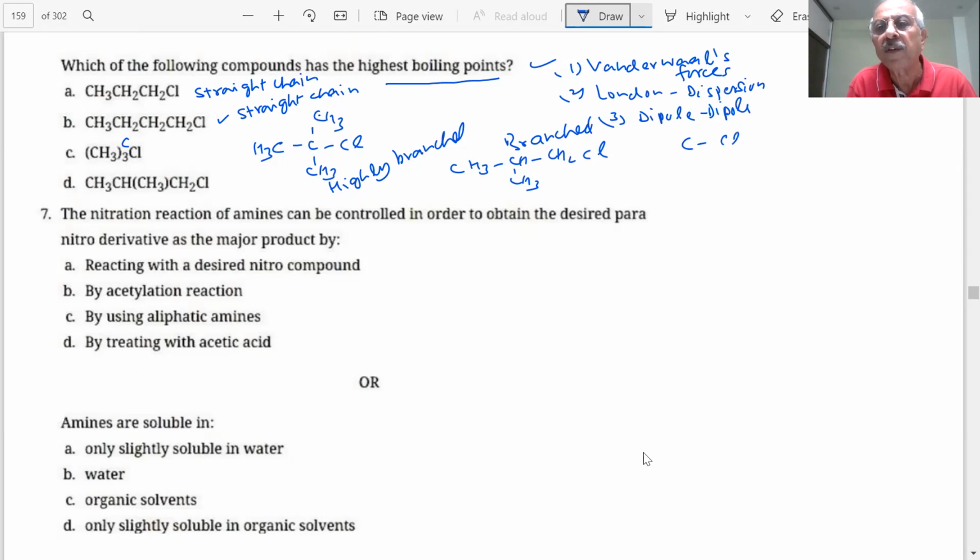Because you have Cl, this is negative, this is positive. See, there are two types of dipole forces. There is no hydrogen bonding, nothing. And this depends on, students, molecular mass. London dispersion force depends on the molar mass. Larger the molar mass, student, more will be the London dispersion force. And it decreases with branching.